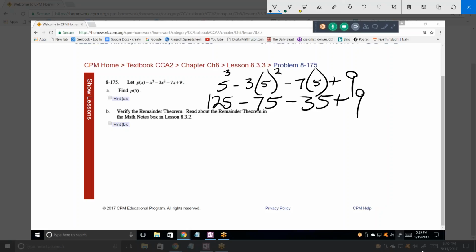Close, but it's 4. So P of 5 equals 4. That means 5's not a 0. If p of 5 came out to be 0, then 5 would be one of my zeros for that polynomial, and one of my factors would be x minus 5.